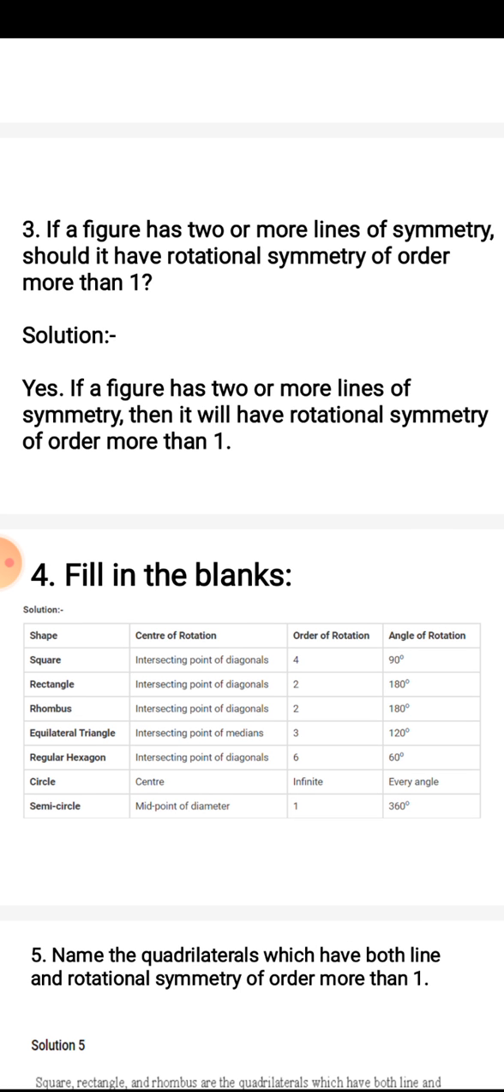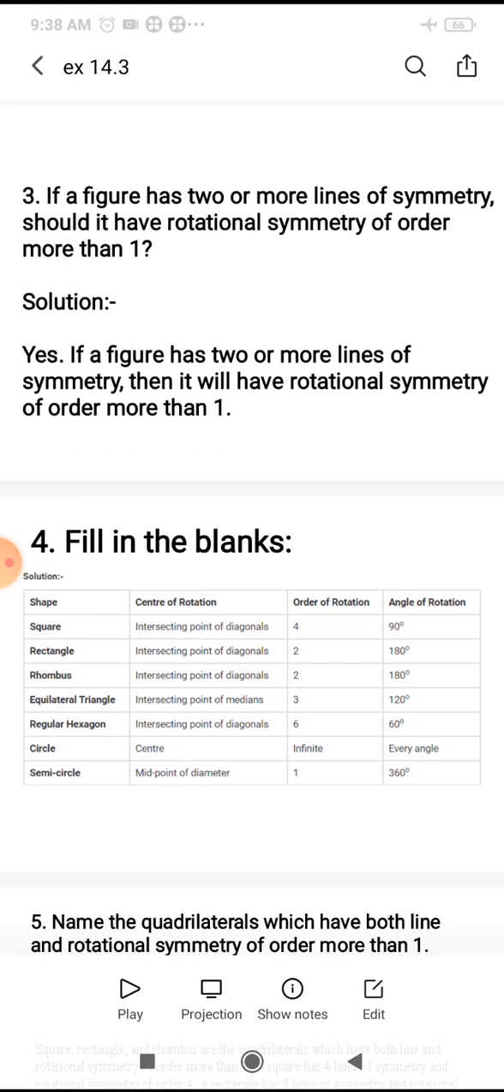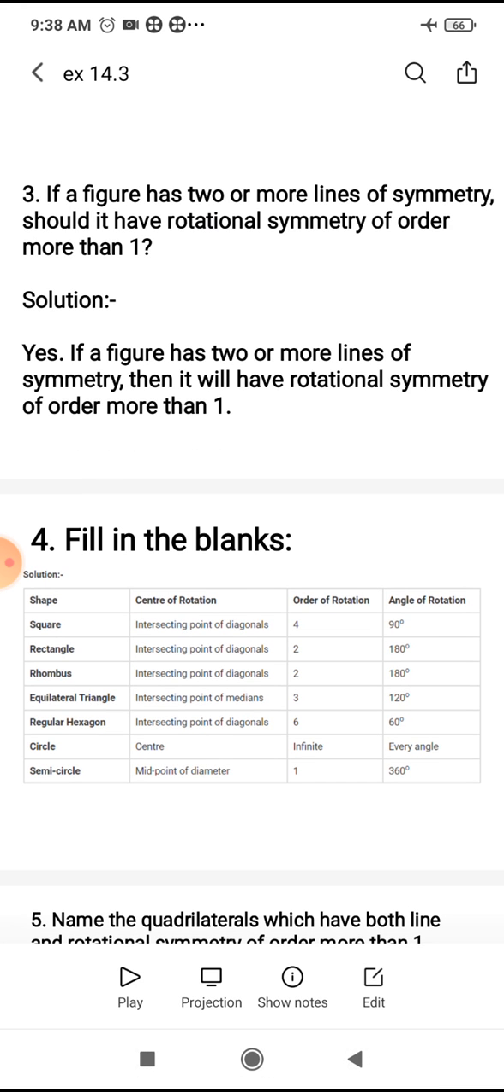Regular hexagon. How many lines of symmetry does a regular hexagon have? It has 6 lines of symmetry. The number of lines of symmetry for any regular polygon is as many as the number of sides of the polygon. Regular hexagon has 6 lines of symmetry. Therefore, the order of rotation will be 6. The angle of rotation is 360 by 6, which is equal to 60 degrees.